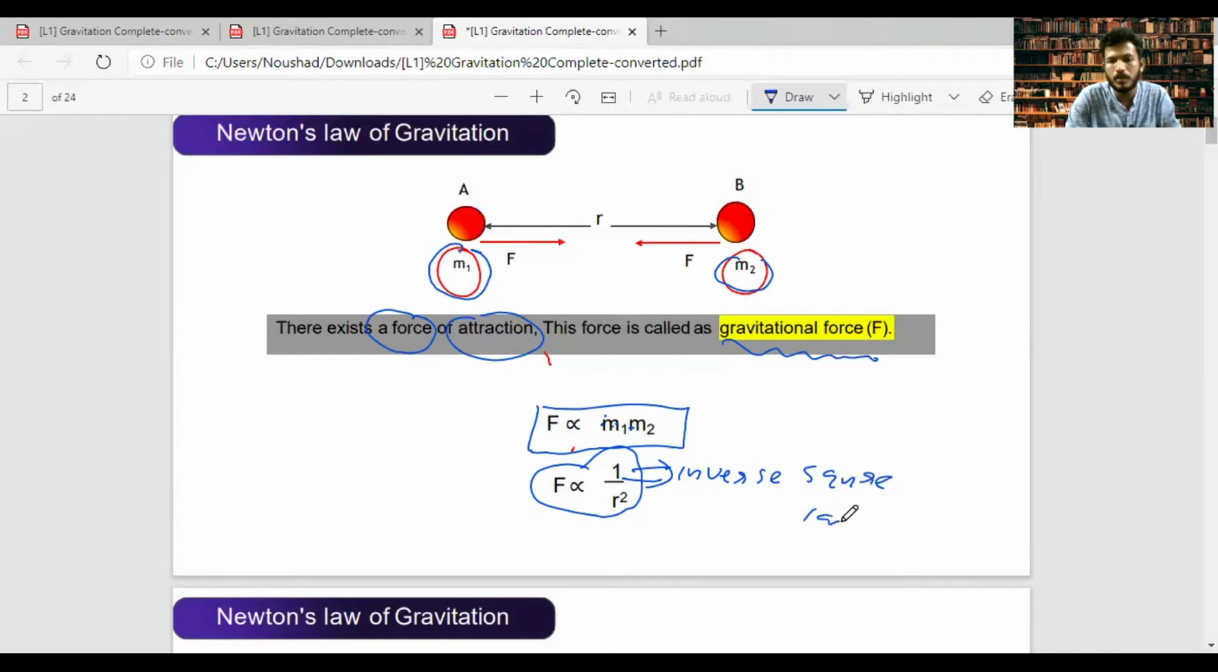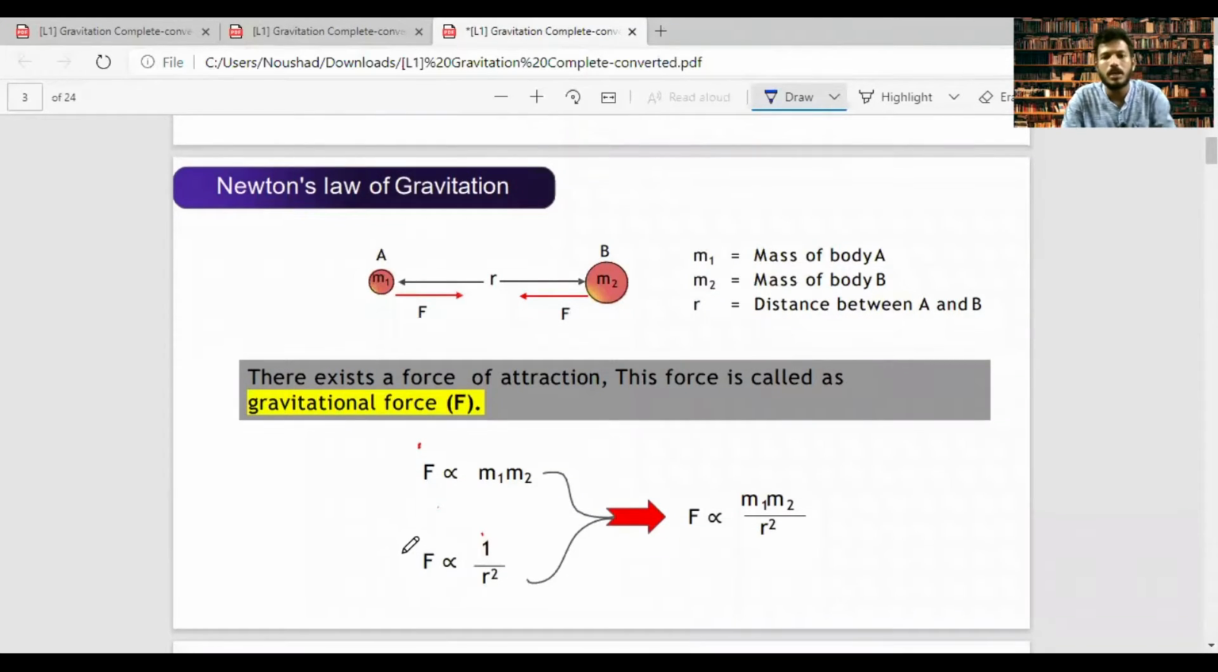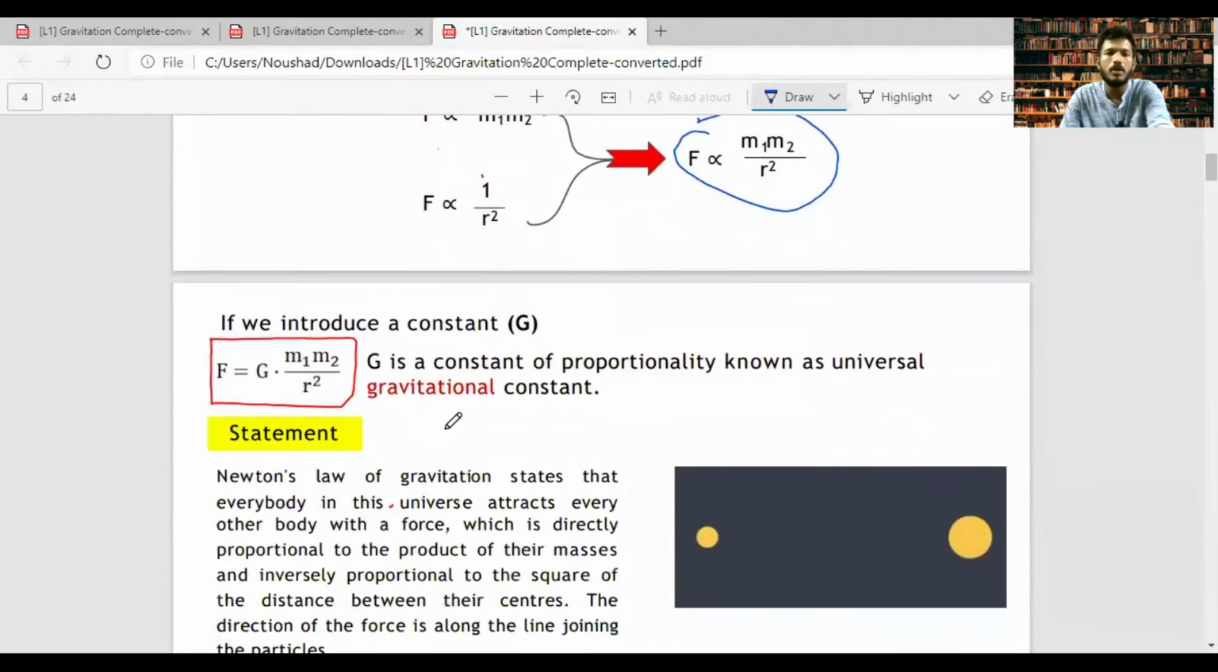A force which obeys the inverse square law is called a central force. So gravitational force is a central force. According to Newton's law of gravitation, F is proportional to M1 M2 by r square. Everyone is familiar with this law, but this proportionality can be replaced by a constant G. We introduce a constant G. G is a constant of proportionality known as the universal gravitational constant.